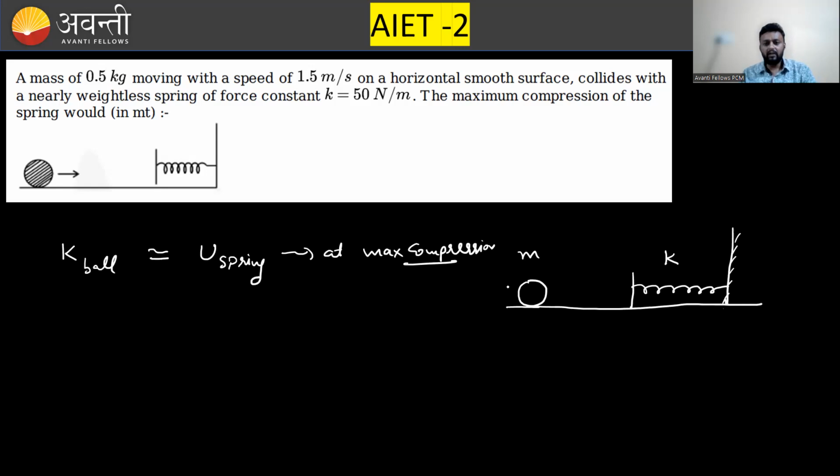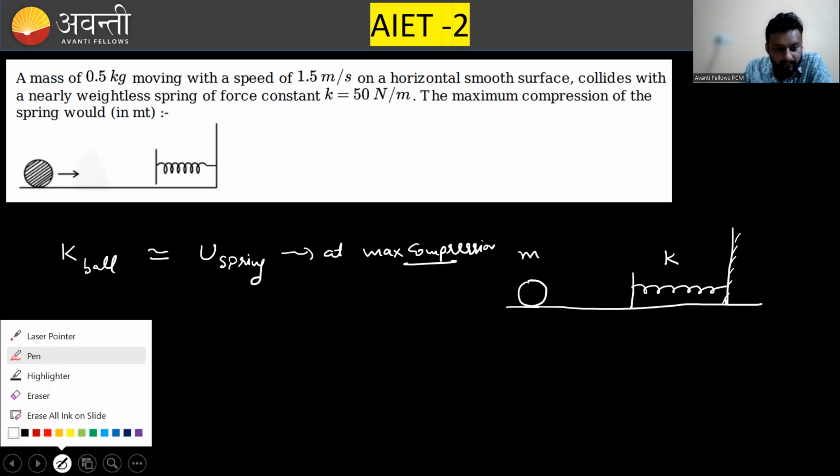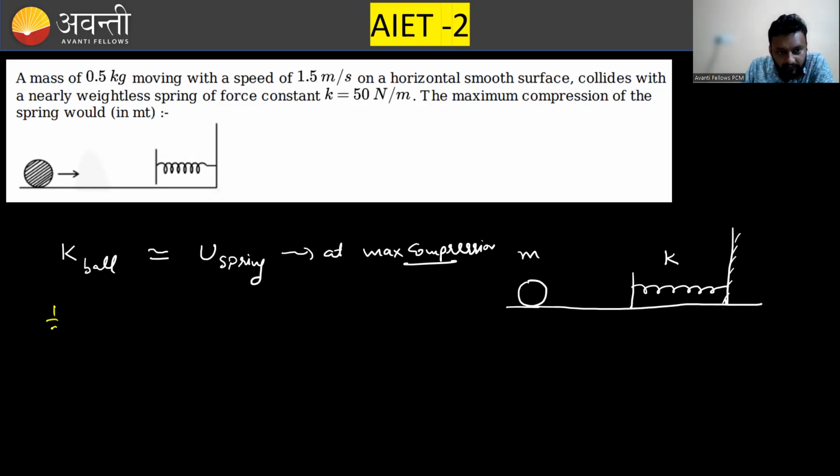What I'm saying? Initially, the ball has some kinetic energy. It strikes the spring. The spring compresses to the maximum. That means the ball has lost all its kinetic energy at that particular moment. After that the spring will rebound and the ball will again gain some kinetic energy. That's another case. For maximum compression, all the kinetic energy of the ball is transferred to the potential energy of the spring. So that's what I have written. So the kinetic energy of the ball, half mv square, is completely transferred in the form of energy of the spring, that is half k x square.